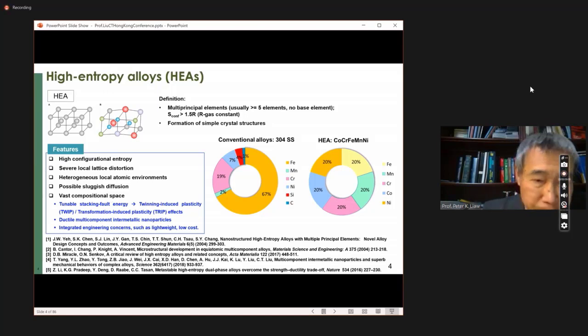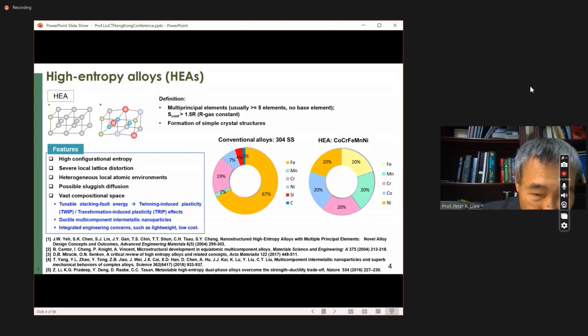Because of their nature, they have a vast compositional space. We can tune, for example, the stacking fault energy. Therefore, we have twinning-induced plasticity and transformation-induced plasticity, as briefly mentioned in Professor Lu's nice work. They can also have ductile multi-component intermetallic nanoparticles. This work was really done nicely by Professor Tao Yang, Professor Kai, and Professor CityU's group.